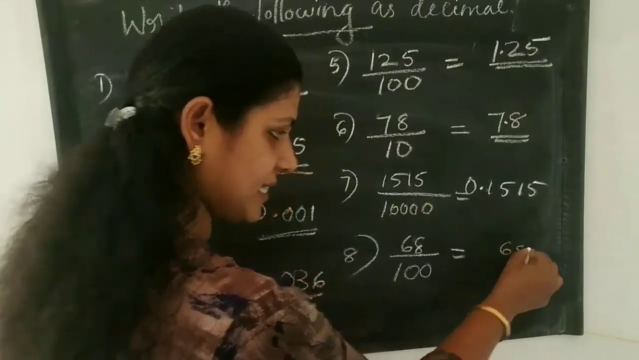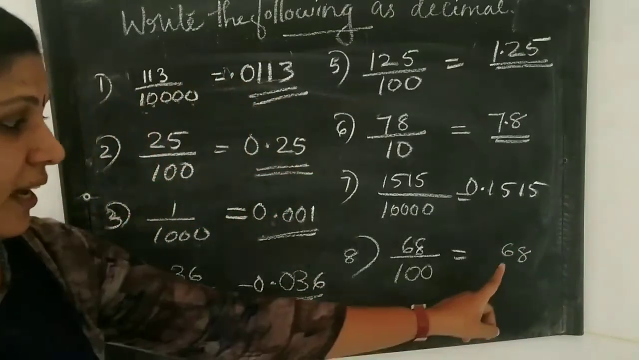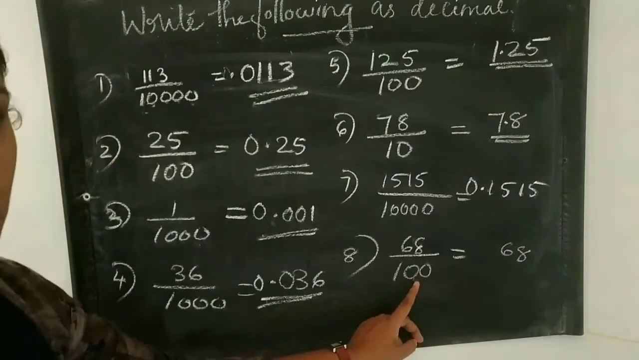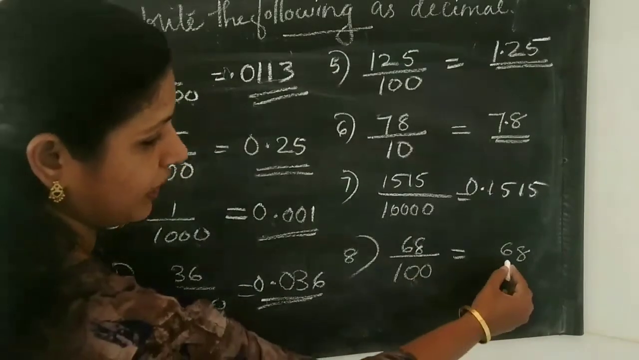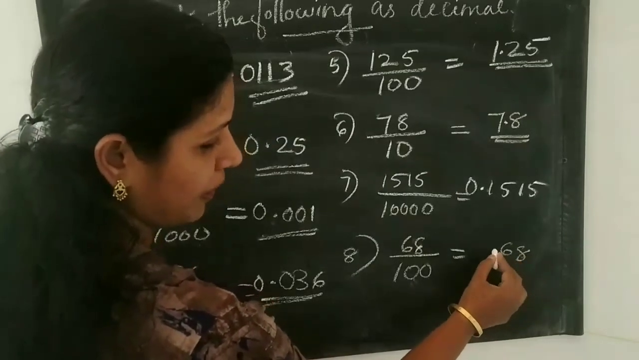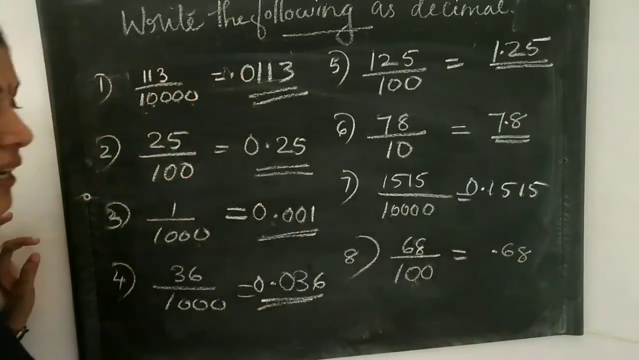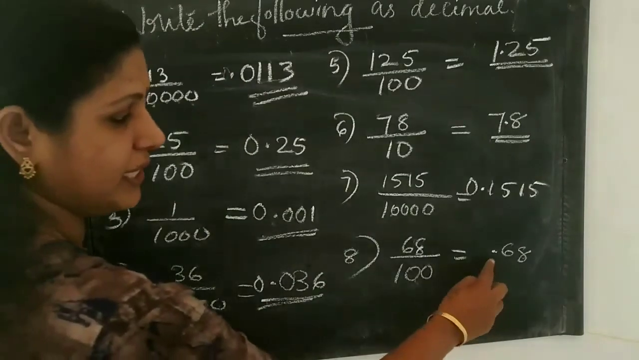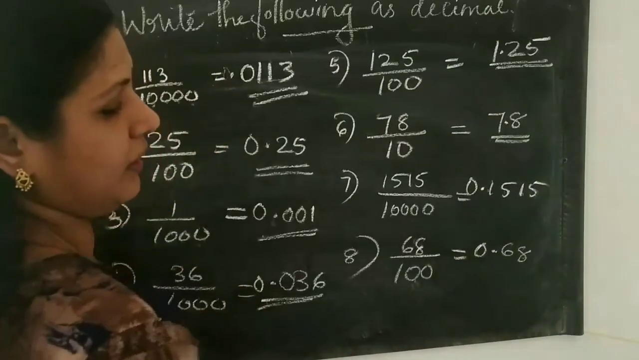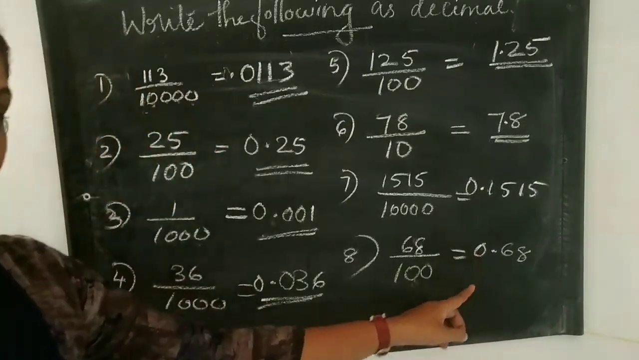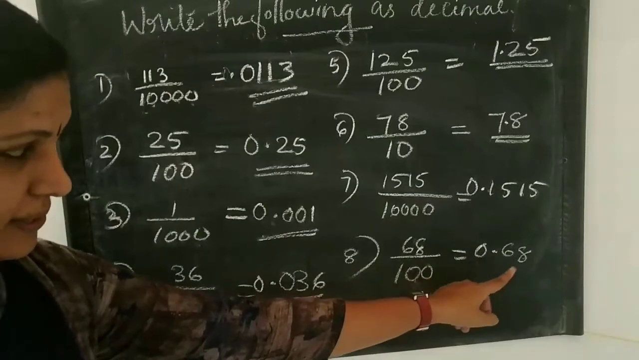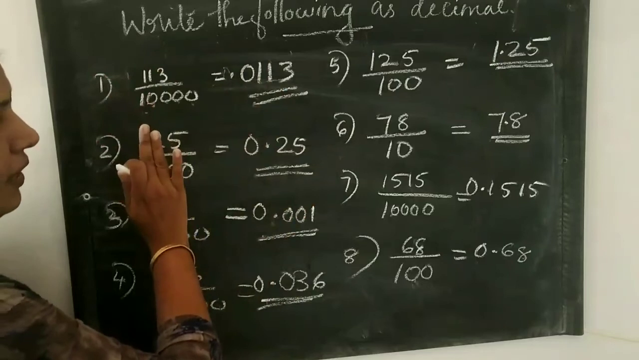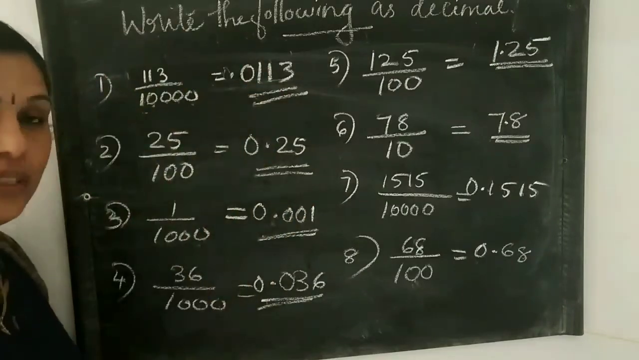Okay. The next is 68. First we write 68. Then here how many zeros are here? That is 2 zeros, isn't it? So here 1, 2 places. Then put a point here, and for this we put a 0 on the left side. And how to read this? 0.68. Okay. Now you understood how to convert a fraction into decimal form.